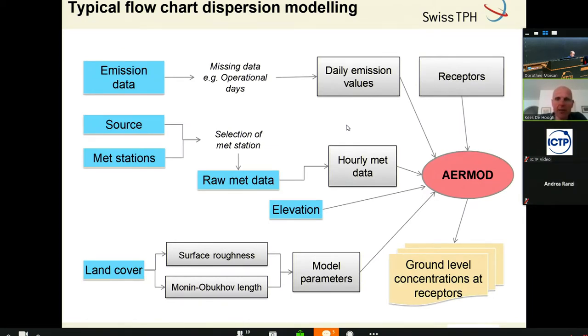So what I already said here, for instance, this is a typical flow chart of a dispersion model. Here, this is the model itself, AERMOD in this case. We have all sorts of inputs we need: emission data, source data, we need meteorological station data. If it's in a complex terrain, we need elevation data. We need some land cover data. All that goes in, together with where we know our receptors are, and then we can calculate ground level concentrations at the receptors.